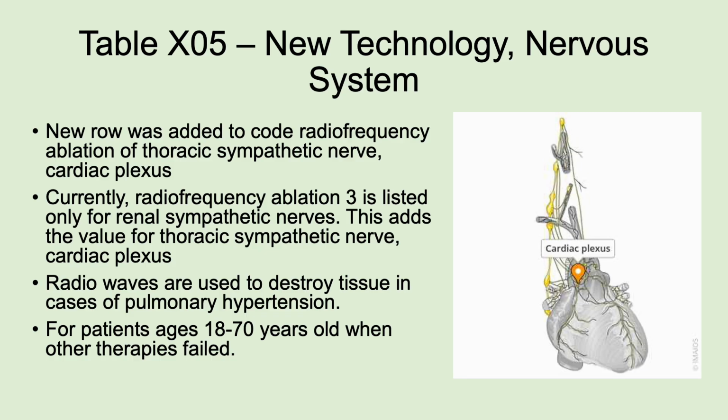Currently, radiofrequency ablation value 3 is listed only for renal sympathetic nerves. This adds the value for thoracic sympathetic nerves, cardiac plexus. This is for radio waves used to destroy tissue in cases of pulmonary hypertension. This is used for patients 18 to 70 when other therapies have failed.